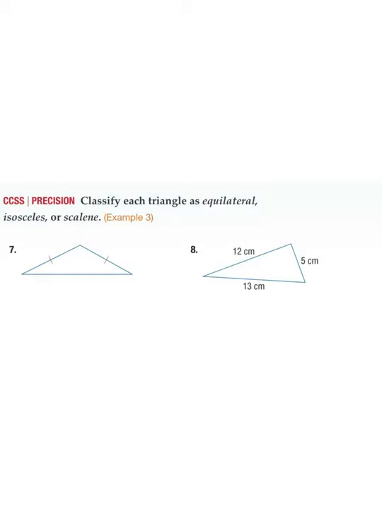Make sure. Look at question number 7. Question number 7, we're looking for the notation. Look, two sides are the same or congruent, so this guy is isosceles.